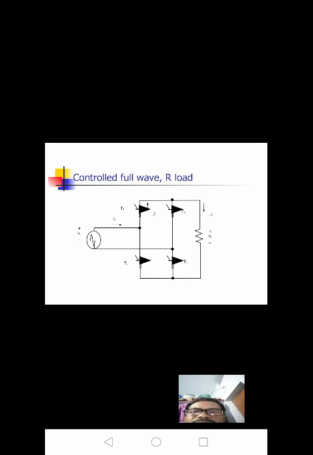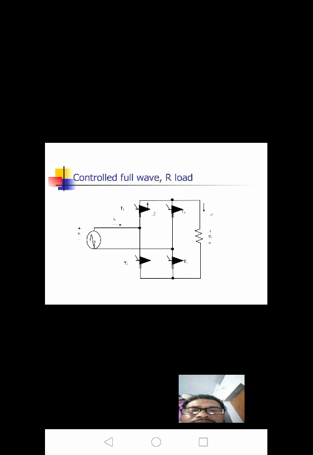Next topic is controlled full wave R load. Here we are using 4 thyristors. In the previous slides we discussed only power diodes. We were using power diodes, but here we are using thyristors, nothing but SCR, silicon controlled rectifier.